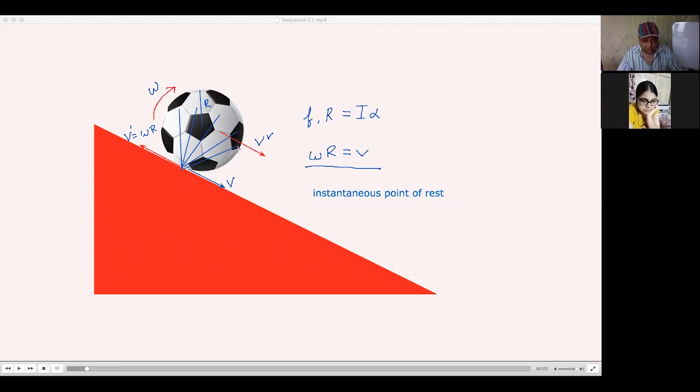So what kind of friction is this? Is friction still acting? The point is not moving. Is the friction still acting? We have a new kind of friction. We call that rolling friction. Now this rolling friction is somewhat lesser than the usual kinetic and static friction.